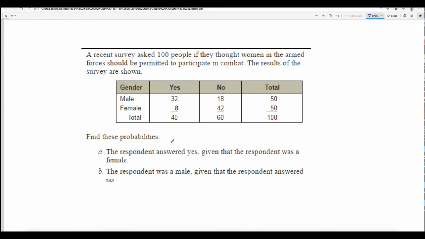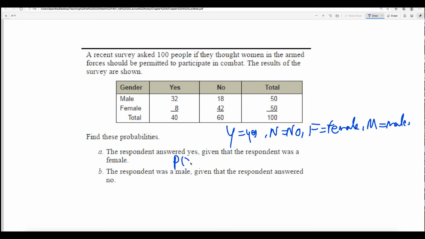Now find this probability. Let's say Y stands for yes, N stands for no, F stands for female, and M stands for male. Let us write down what is asked. Find the probability that the respondent answered yes, given that the respondent was a female, probability of Y given F. That's what it is asking.